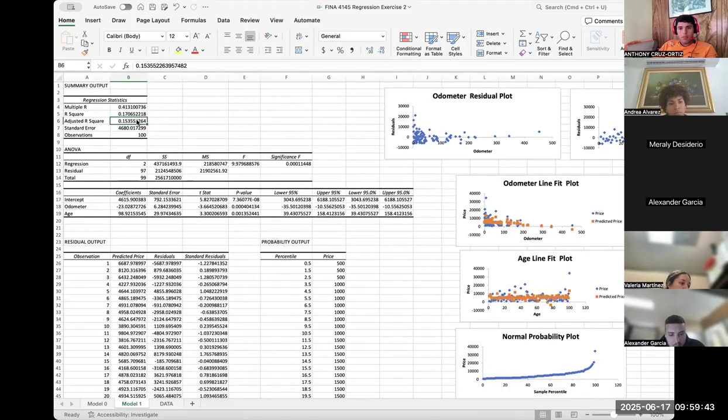Okay, so this is 0.15. It's better than 0.07. And now R square is saying we have 41% of the variation in y explained by those two variables. So that's good. That's better.